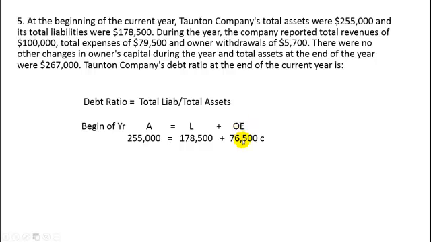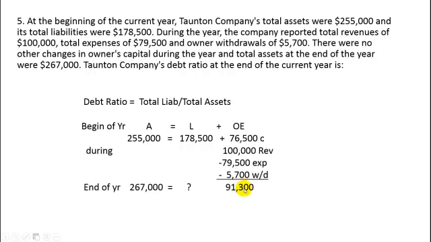the year, which was $76,500. That's computed there. Also, during the year, we know that revenues were $100,000, and that increases owner's equity. We know that total expenses were $79,500, and that decreases owner's equity. And we know that the owner's withdrawals were $5,700, and that also decreases owner's equity. So when we combine all these things, we can now find what the ending owner's equity is, which in this case would be $91,300.